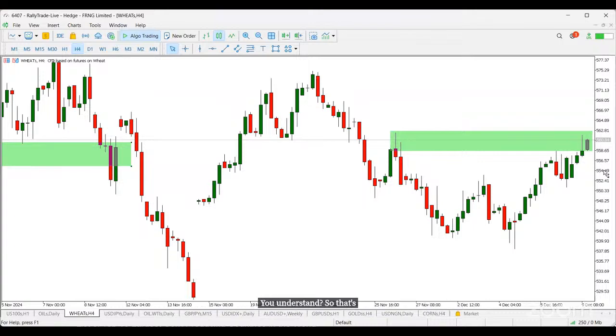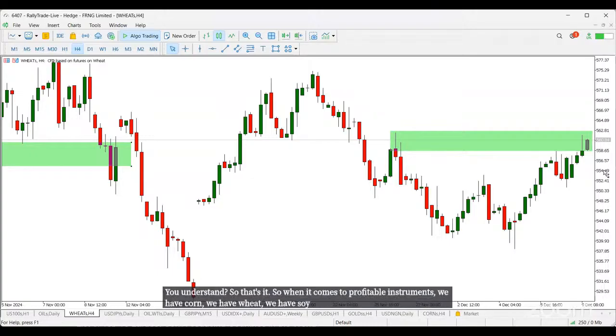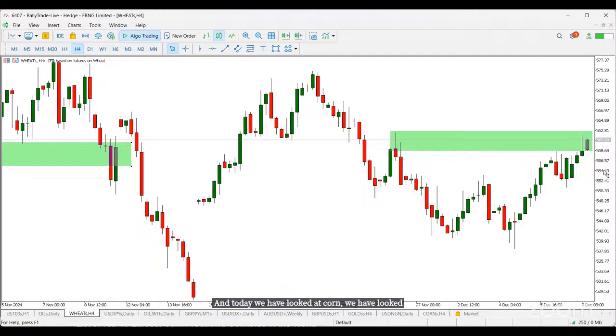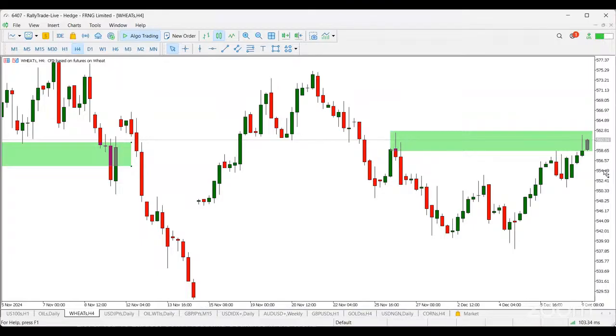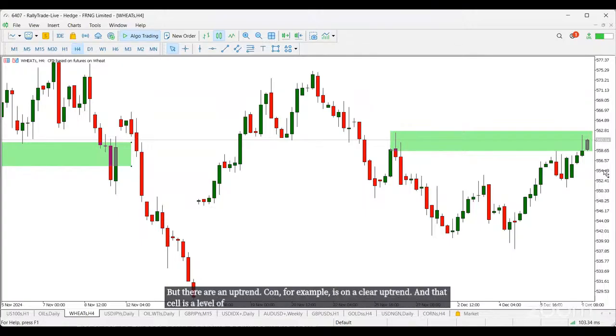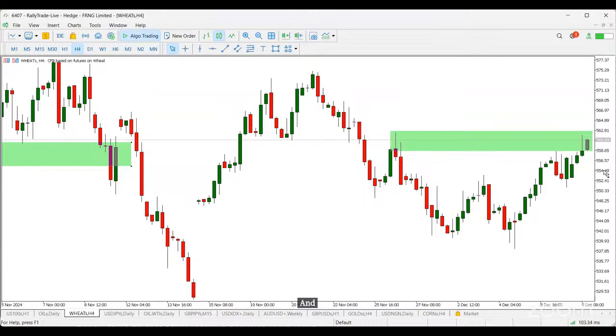So when it comes to profitable instruments, we have corn, wheat, soya beans, and coffee. And today we have looked at corn and wheat. These two instruments are giving us a candle pattern where we are expecting them to retrace. Currently, we are expecting them to sell, but they are on an uptrend. Corn, for example, is on a clear uptrend, and that sell is a level of retracement to a point from which it can start pushing up. And that is also the same thing for wheat.